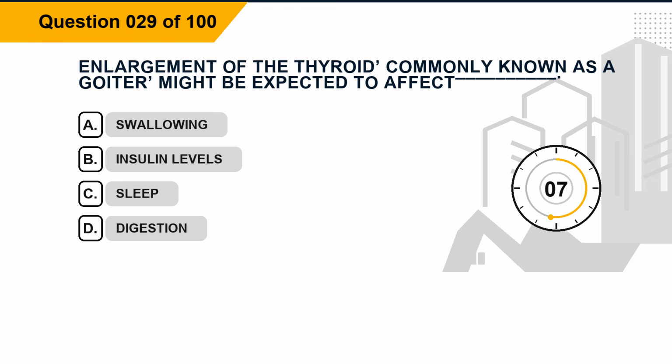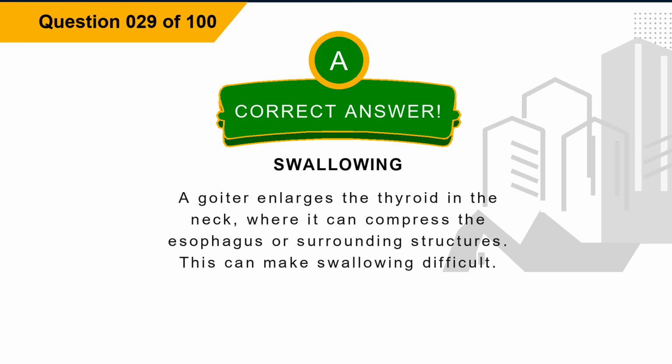Option A, swallowing. Option B, insulin levels. Option C, sleep. Option D, digestion. The correct answer is option A, swallowing. Explanation. A goiter enlarges the thyroid in the neck, where it can compress the esophagus or surrounding structures. This can make swallowing difficult.